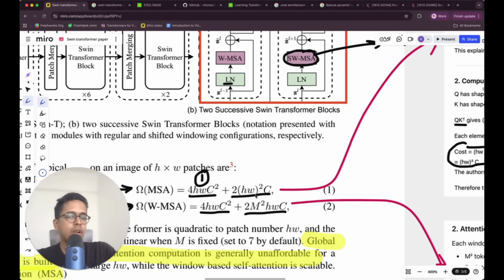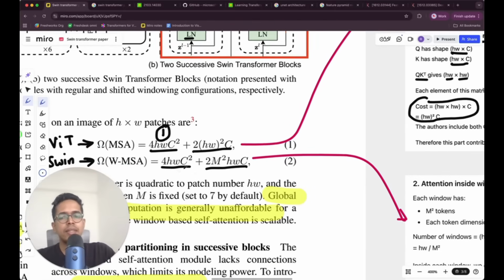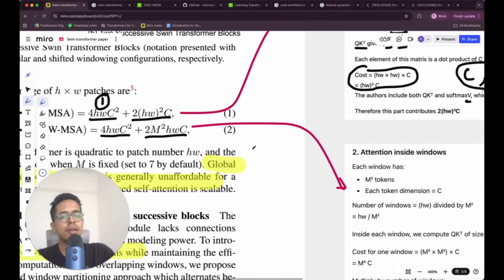HW is the total number of patches, which is proportional to the total number of tokens, and HW square means the square of the total number of patches or the square of the total number of pixels. That is the important thing. That's a quadratic relationship. Now let's see how it works for the Swin transformer.